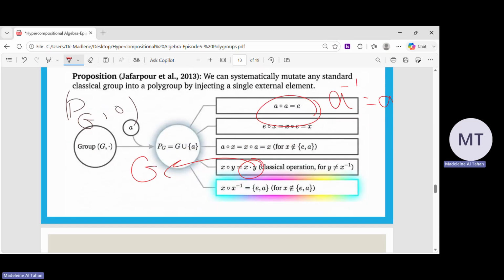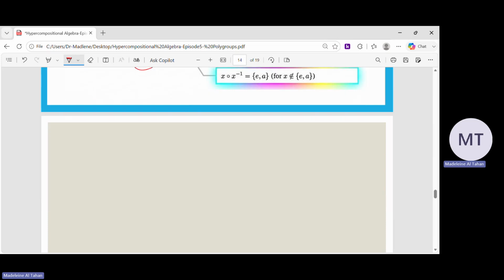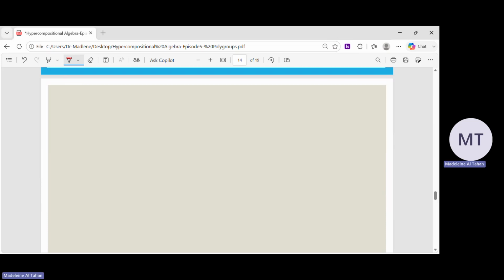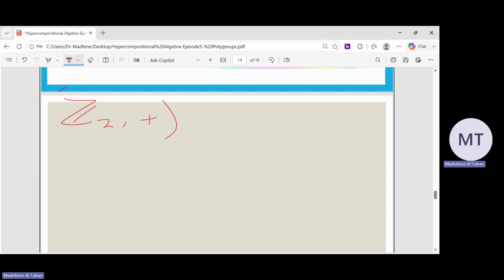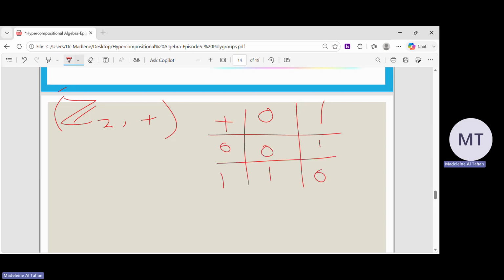Let's look at an illustration. So all of us know the group C2 under addition modulo 2, the group of integers modulo 2 under addition. And this is the table of it. This is the plus, this is 0, this is 1, this is 1, and this is 0.